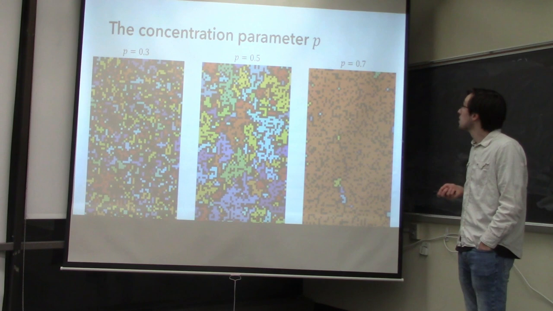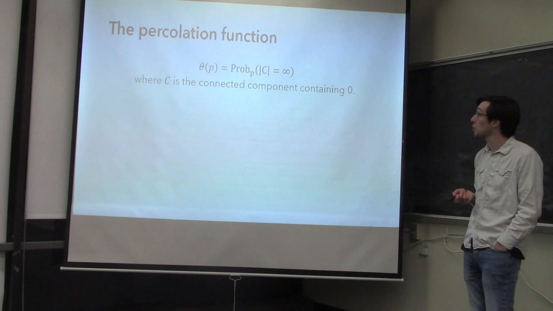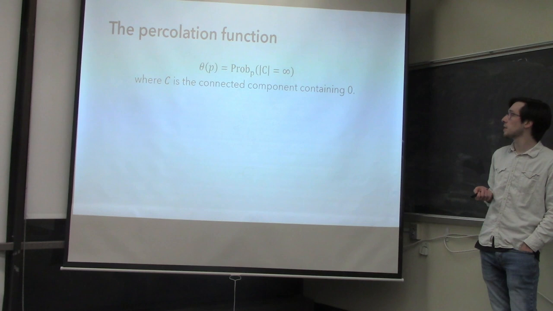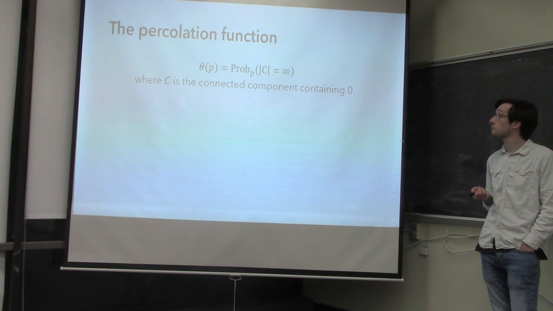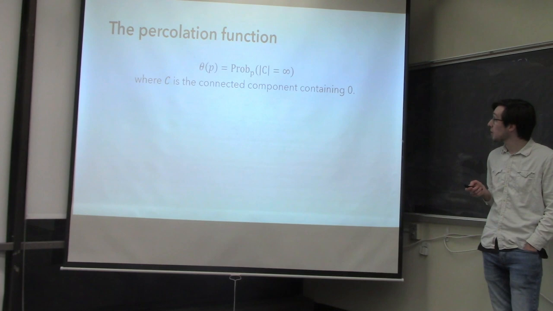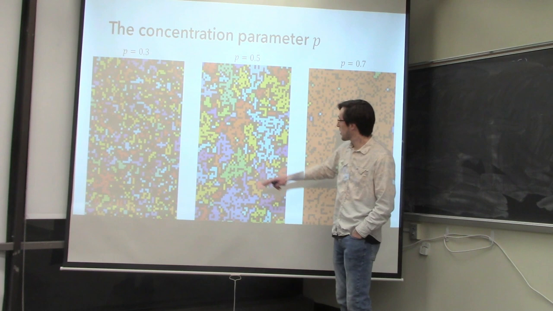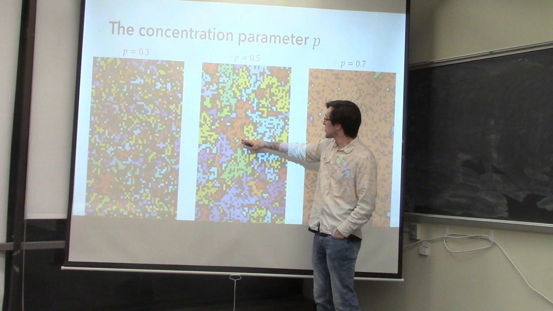So now, I want to define a function called the percolation function, this function theta of p. This is going to be the probability that the origin is connected to infinity. And so, this is where I believe I have to start drawing pictures, but the idea is that if I have the origin somewhere in this grid, then what is the chance that I can just follow a path here and keep on moving out infinitely far?